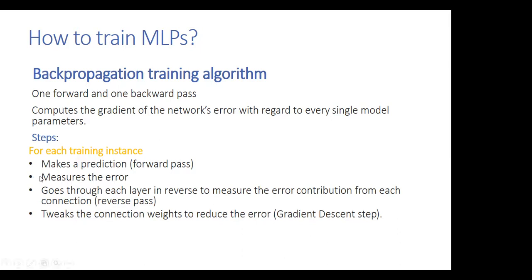And after that, the model predicts a value. It measures the error based on the label value and the predicted value. And after that it goes through each layer in reverse to measure the error contribution of each connection of the weights. And then it tweaks the connection weights to reduce the error using a gradient descent step.